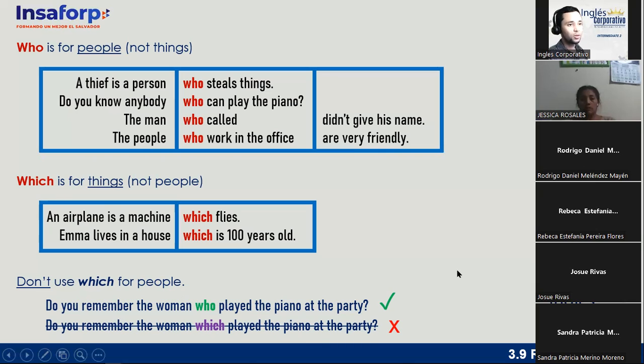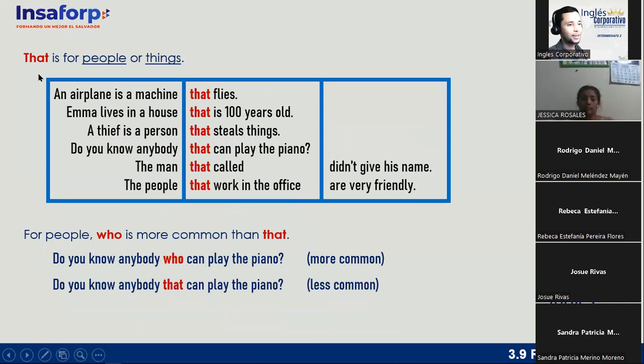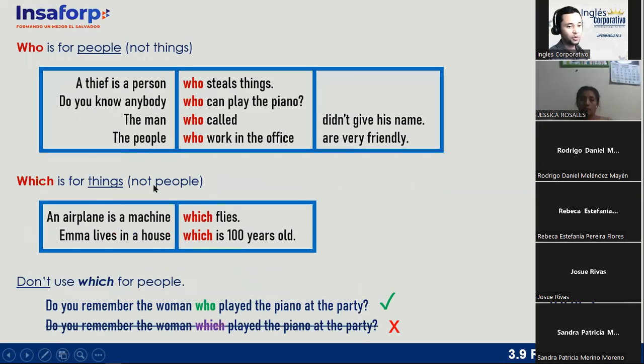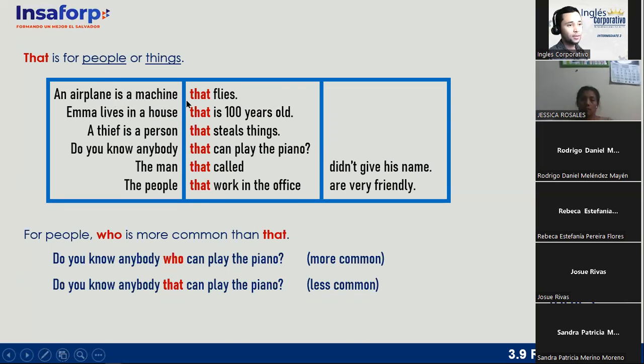But what happens when you don't know when to use who or when to use which? Well, you use that. You can use that because that is for people or things, okay? You have the same examples from the previous slide. An airplane is a machine that flies. Emma lives in a house that is 100 years old. A thief is a person that steals things. Do you know anybody that can play the piano? The man that called didn't give his name. The people that work in the office are very friendly.